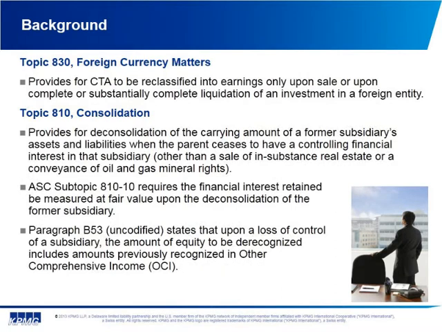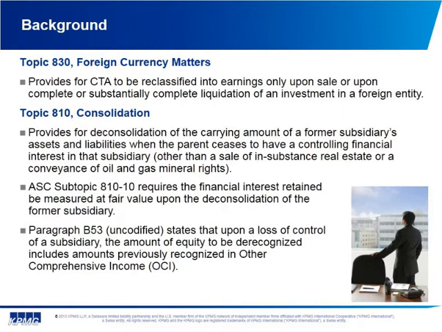ASC Topic 830 only addresses the treatment of CTA at the foreign entity level, and it identifies two types of events that will result in CTA being reclassified into earnings, and that is one upon the sale of an investment in a foreign entity or upon complete or substantially complete liquidation of an investment in a foreign entity.